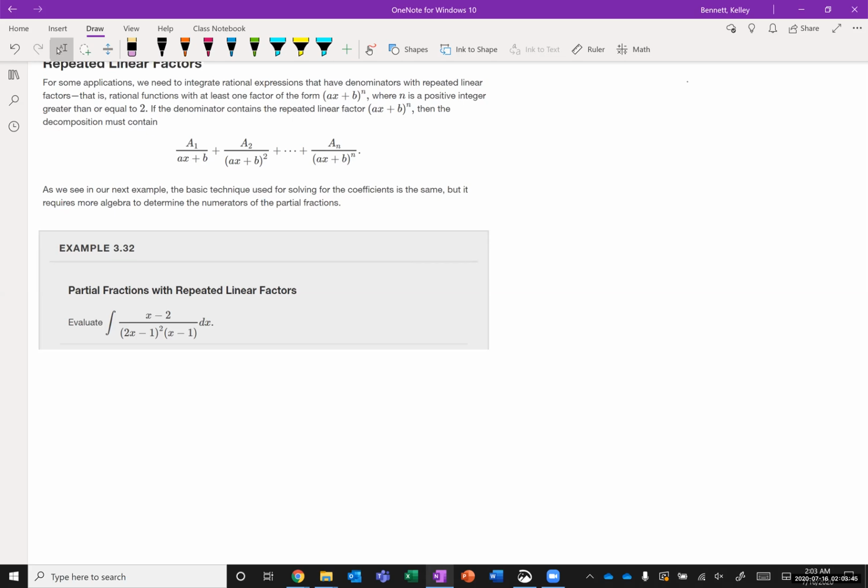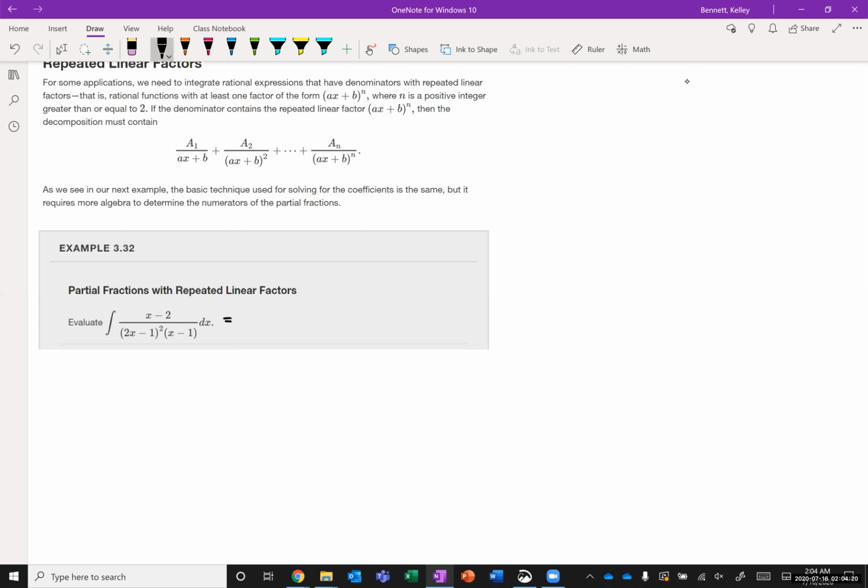Okay, so in this example, you can see that our denominator contains 2 copies of the 2x minus 1. So if I were to write this up, this is really saying 2x minus 1 times 2x minus 1 times x minus 1. So that's what they mean by repeated linear factors. So this guy and this guy are both repeated and they're both linear. So whenever you have that, you're going to have to write both versions of that down. And this is what I mean by that.